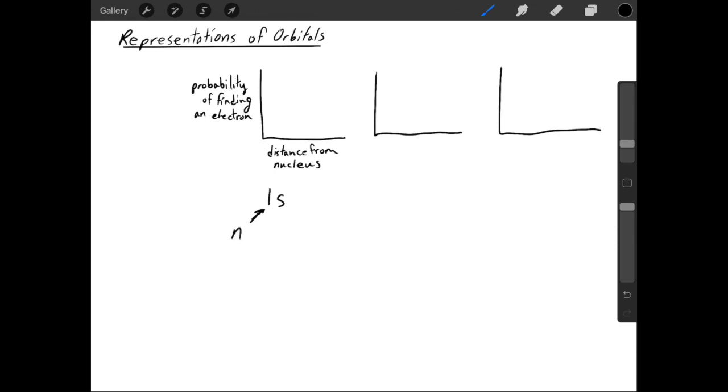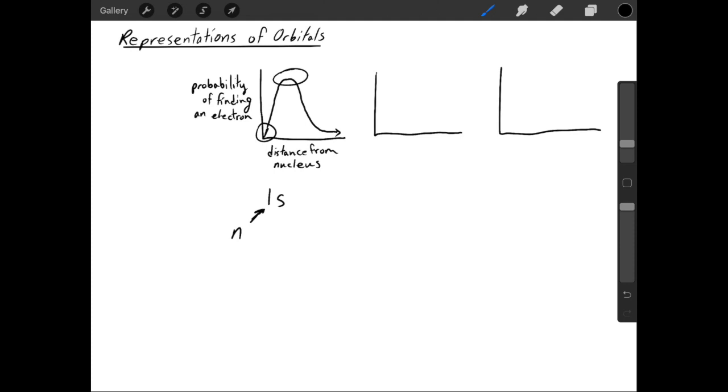If we look at our 1s orbital, we can see how the probability of finding that electron changes as you move further away and closer to the nucleus. So close to the nucleus, there's a very, very low probability of finding an electron, right? If you're exactly at the nucleus, you can't have an electron be superimposed on the proton. So there's very low likelihood of finding an electron there. And as you move further away from the nucleus, the probability of finding an electron goes up.